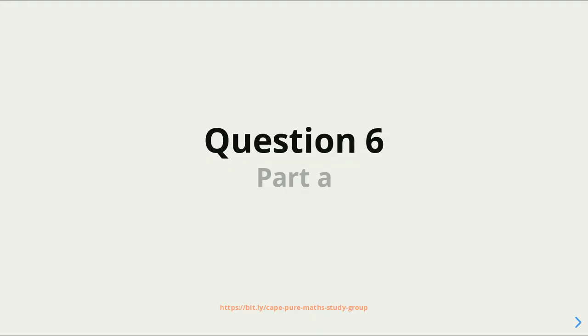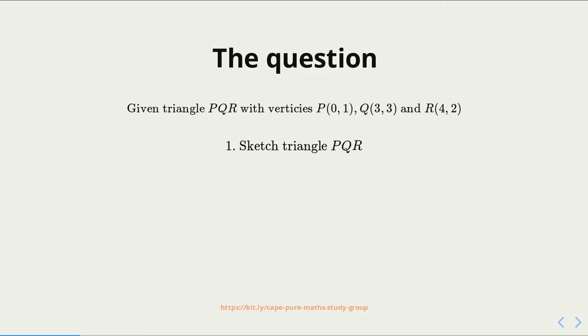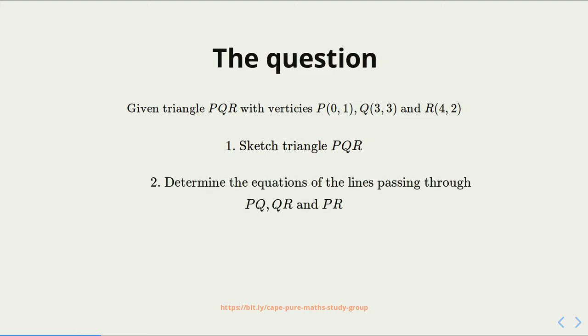Let's tackle question 6, part A. In this question, we are given the triangle PQR with vertices P at the point (0,1), Q at the point (3,3), and R at the point (4,2). In the first part, we want to sketch the triangle PQR on the Cartesian plane. In the second part, we want to determine the equations of the lines passing through PQ, QR, and PR. And finally, in the third part, we want to use integration to determine the area of triangle PQR.